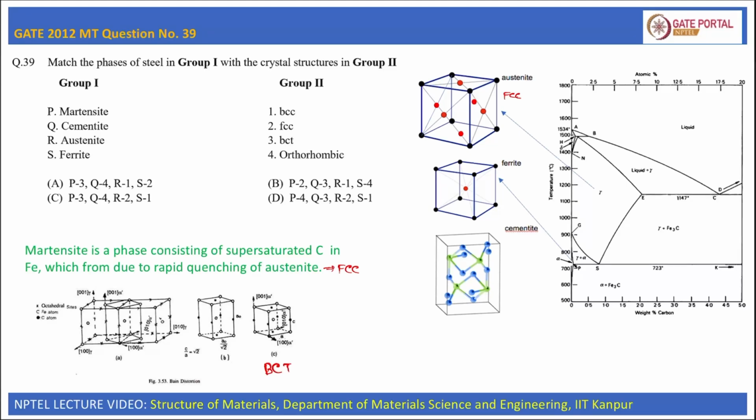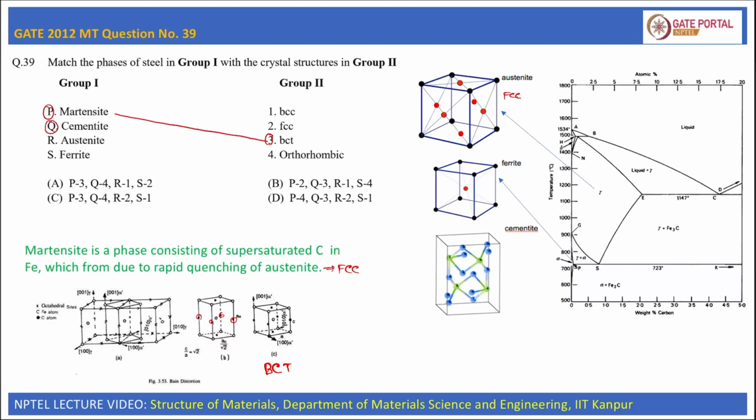In case of other martensites, like nickel based martensite, they have BCC structure. But in case of steel based martensite, as the carbon atoms are present at the octahedral voids, which are located at the edge center, it hinders the contraction along the C direction. That's why in steel based systems the martensite structure is BCT, that is body centered tetragonal. So in group 1, this P will go with the 3.